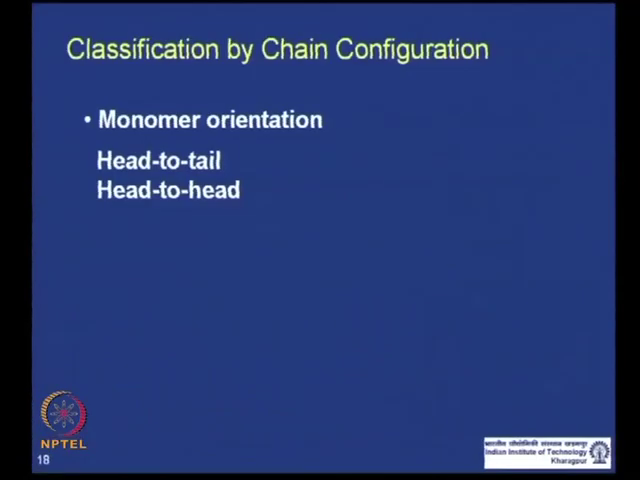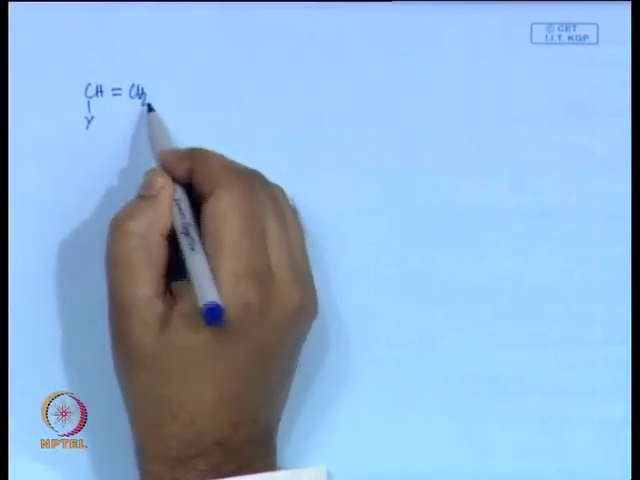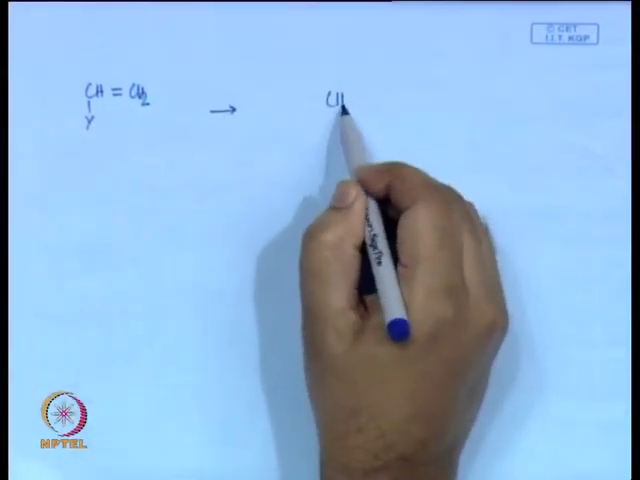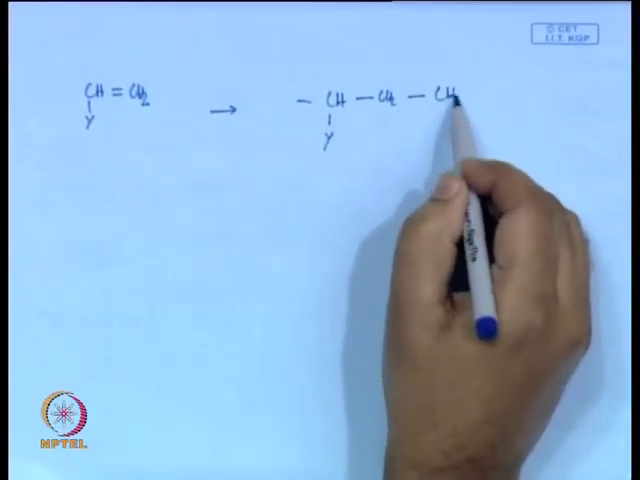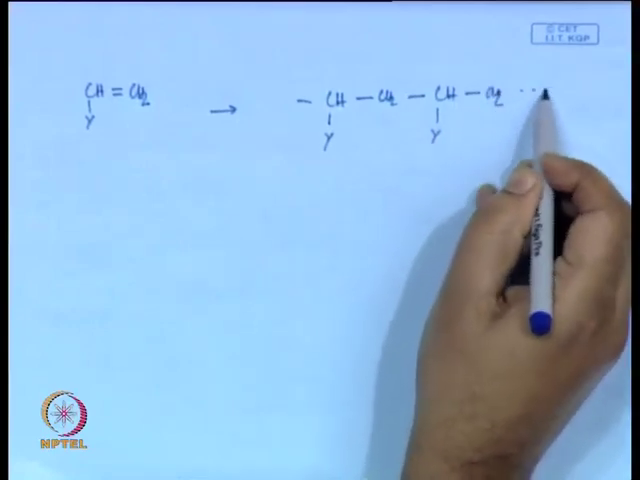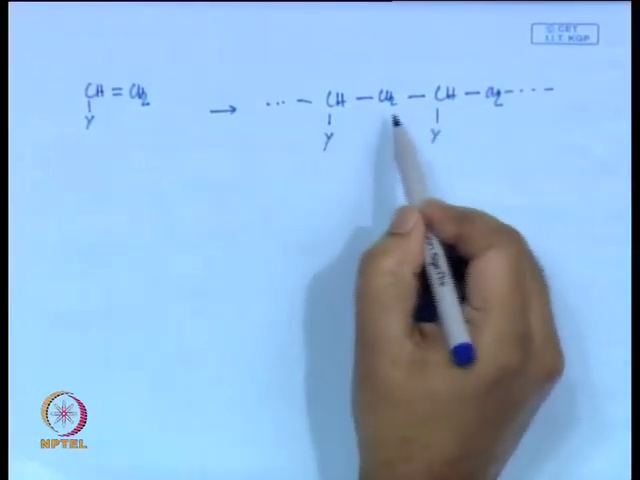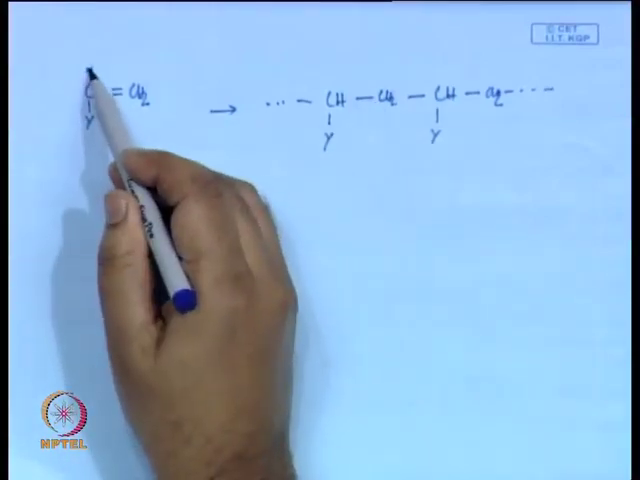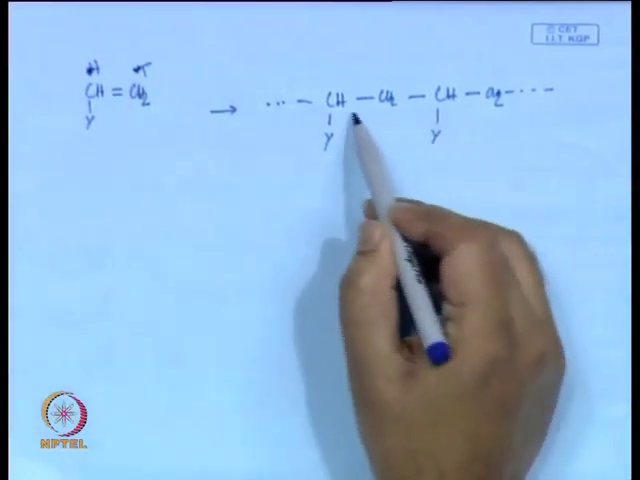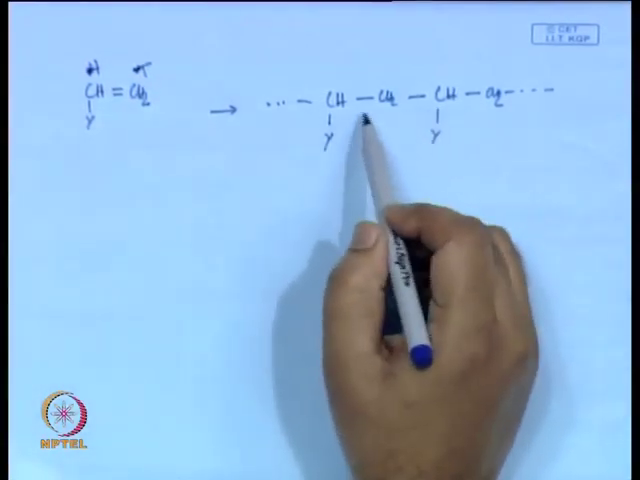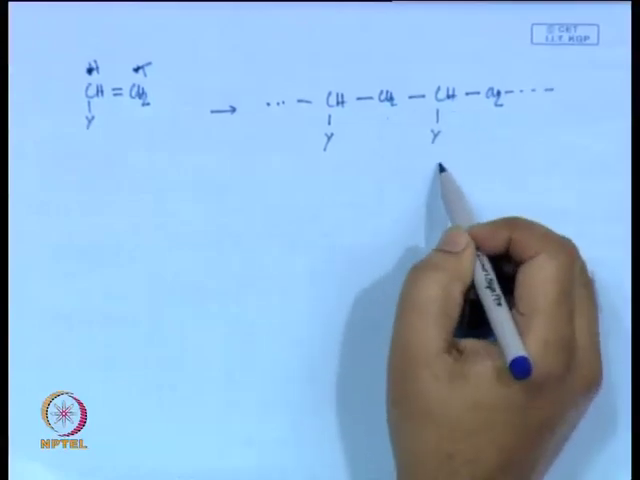We can classify polymers by chain configuration. For example, if I take a monomer like this, it can make polymers in two ways. If this is a head and this is a tail, this is a head and this is a tail, then the polymer is formed by linking between head and tail and so on. So, it is a head-to-tail polymer.